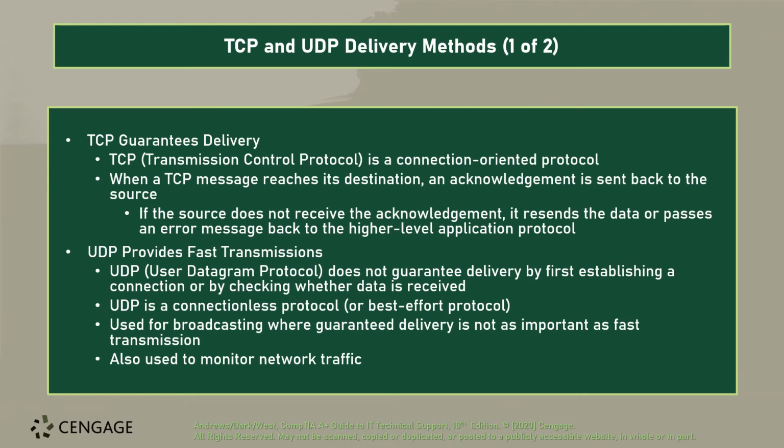UDP is more about speed than integrity. It's going to say, okay, let's just go ahead and start sending, and if you get it, great. If not, not a big deal. It's a connectionless or best effort protocol, and it's used best where broadcasting means guaranteed delivery is not as important as fast transmission. So things like video conferencing and voice over IP are areas where we want to make sure that we're continually transmitting, sending fresh information. So live broadcasts, things like that, would probably be UDP. UDP is also better used to monitor network traffic.